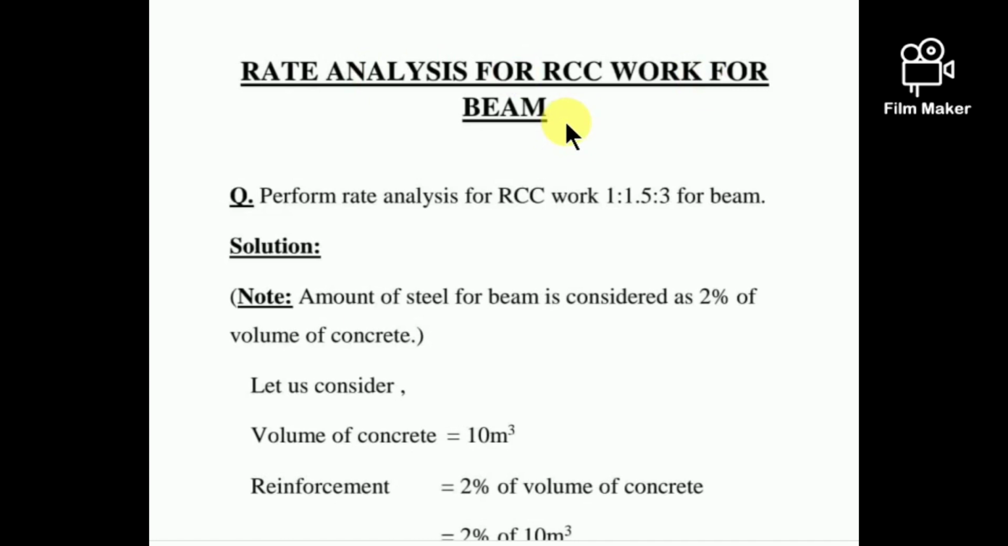Now let's directly see this with the help of a numerical. Perform rate analysis for RCC work 1 is to 1.5 is to 3 for beam. This ratio 1 is to 1.5 is to 3 is given for cement concrete, where 1 is our cement, 1.5 is the fine aggregate and 3 is our coarse aggregate. Now we always take the amount of steel for beam as 2% of the volume of concrete.